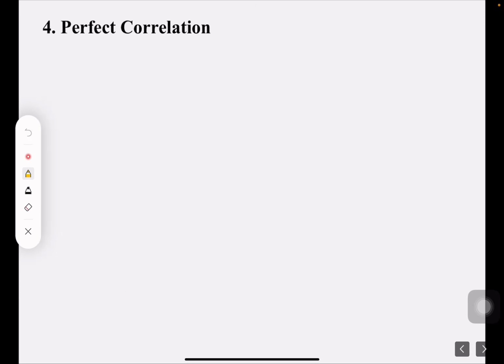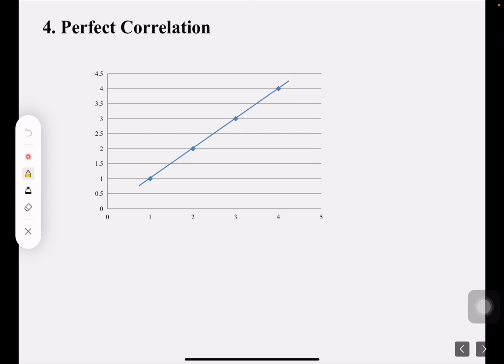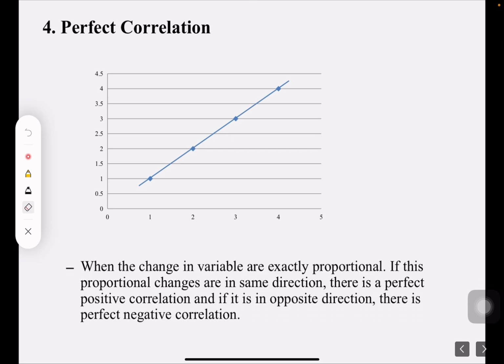Now, perfect correlation, when do we say it's perfect? If you have been observant in the previous graphs, you see that the line of best fit is just close to the points, right? But in this case it is not. The points are on the line. So this is called perfect correlation.